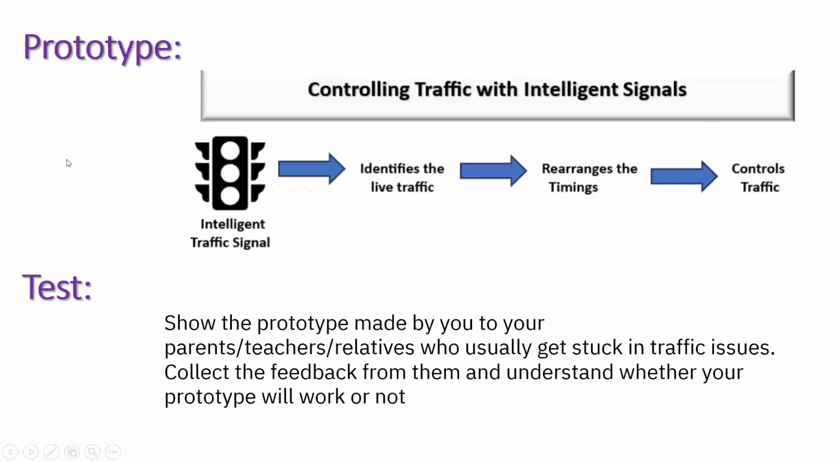Okay, so what prototype did they make, and how did they show it? Intelligent traffic signal identifies the live traffic, rearranges the timings, and hence controls the traffic. There's a simple prototype that they have tried to show you, that this is what I plan to take as my solution. Now you give this to the people. Now all those who travel, you can give it to them to check and collect the feedback. What other changes can we make, what else can we add?